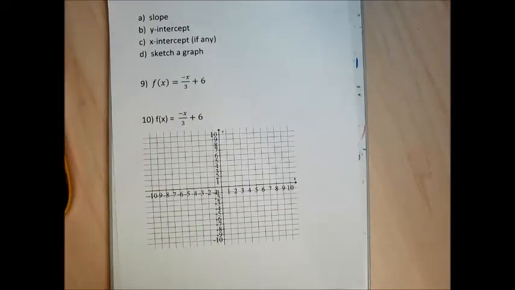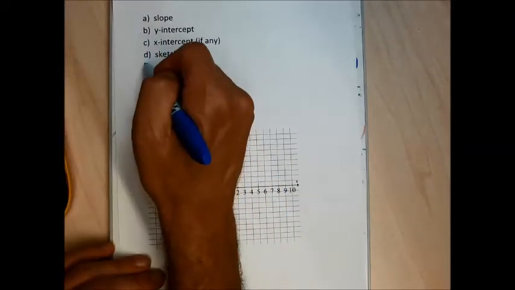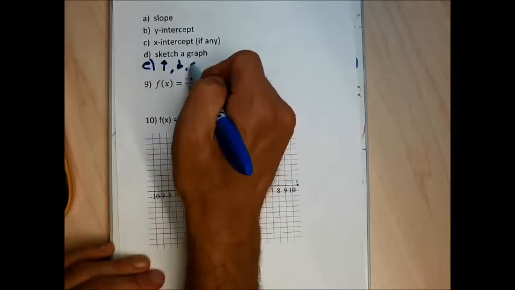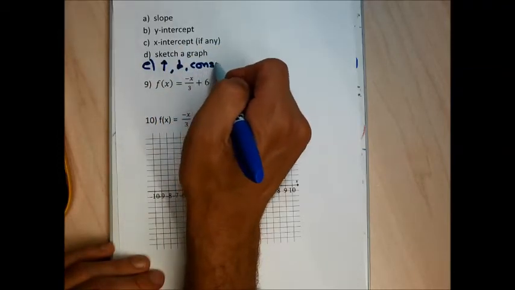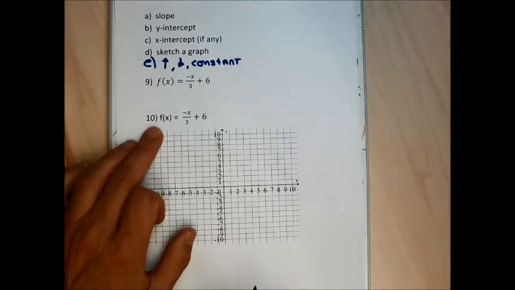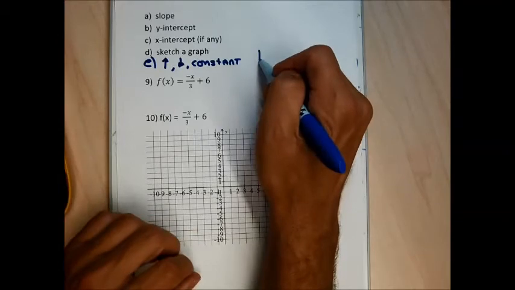All right. For problem 9, I don't see the part E, but I'm going to add the part E: figure out where it's increasing, decreasing, and constant. Somehow that must have got cut off my screen. I'm not sure why.